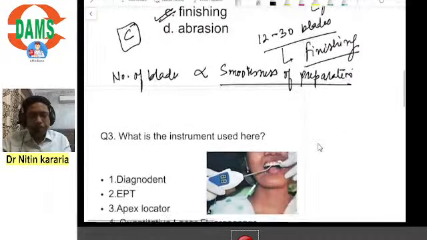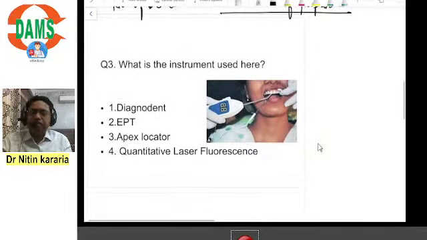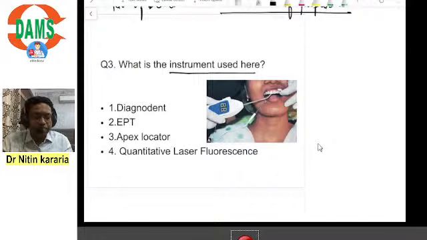Coming over to question number 3. It is a relatively simple and direct question, an image based question which are frequently asked in these examinations. What is the instrument used here? You can see some testing has been done with the instrument. This instrument is there in the patient's tooth, and you can see there is a lip clip over here and an instrument.